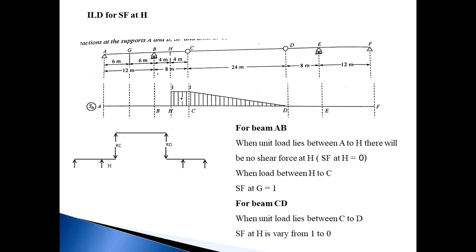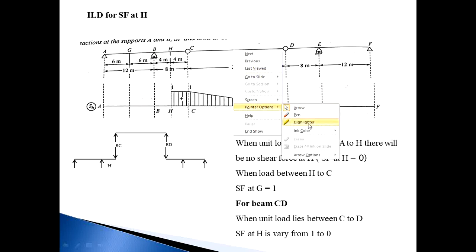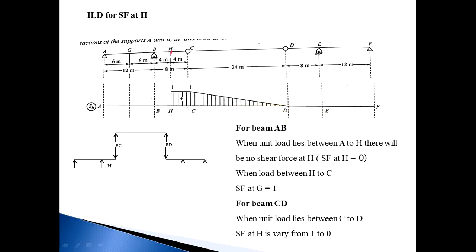Then next, ILD for SF at H. So this is the H point. First of all, when the load lies between A and H, the number of forces on the left side is 3: RB, the unit load, and RA. So now I consider the right side of this section. The number of forces on the right side of H is 0. So our ILD is 0.